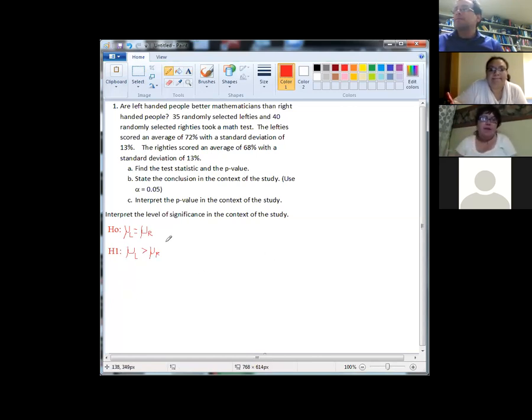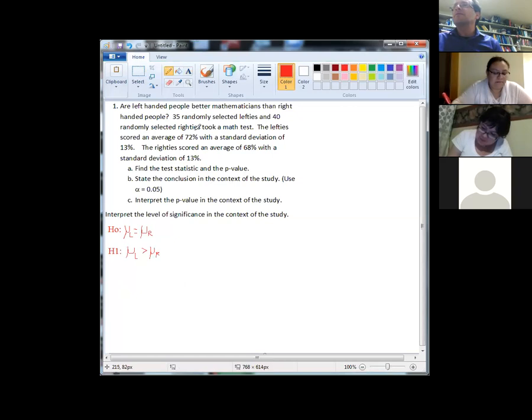Any questions? Okay, so now notice the difference in this chapter and the last one is now we literally have two different means. And they're both unknown, and we want to see if one's bigger than the other. Whereas last week we only had one mean that was unknown, and we want to see if it was bigger than something that was known. Does that make sense? Okay, so now we've got that.